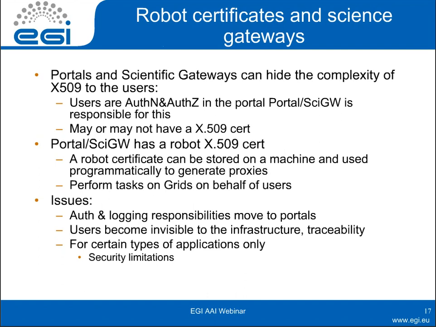So what the portal does is then use a robot certificate. A robot certificate is a certificate which is owned by a user, so a person, the portal administrator, for example, but can generate proxies programmatically. So it can live in a machine. It's usually stored in a USB key or in a particular piece of software. There's no need for a user to add passwords, for example, to generate the proxy. No interactive access is needed to generate the proxy. So what is happening then is that the portal, actually with the identity of the portal administrator, not of the user, is performing tasks on the grid, on the cloud, on the infrastructures, on behalf of the user.